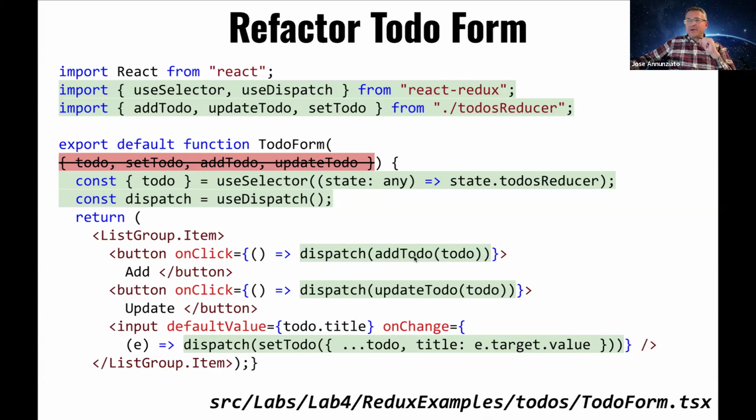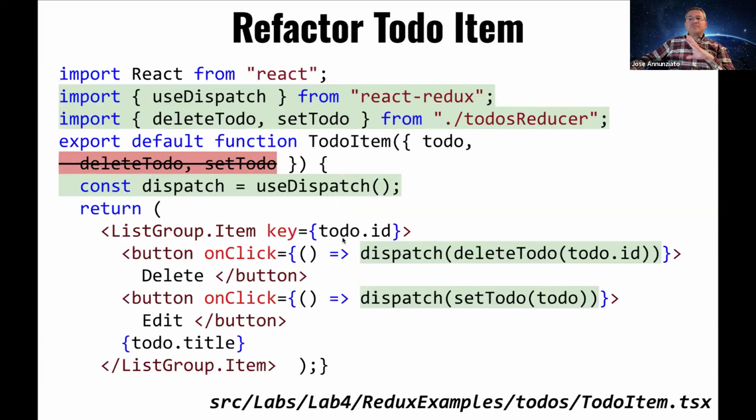So instead of calling our functions from our parent, we are calling the reducer, which is going to add to-do, update to-do, and set the to-do. Same thing with the to-do item. Instead of the delete to-do and the set to-do living in our parent, it no longer is going to have that. Instead, we import them from the reducer and we dispatch to the reducer to either delete the to-do or set the to-do for editing, okay?